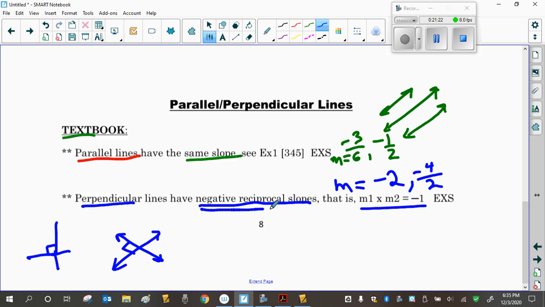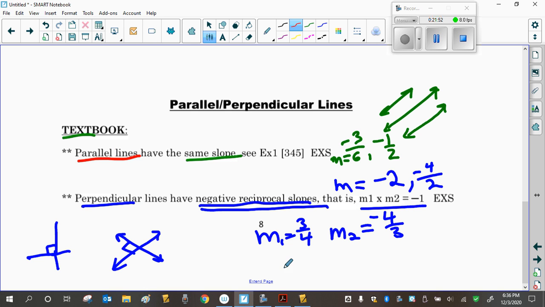So negative reciprocal slopes. So an example of perpendicular slopes is one is equal to 3/4, and the other one is the reciprocal of that, which is you flip it, 4/3. But one of them has to be negative and one of them has to be positive. Okay, only one is negative and one is positive. If they're both negative, they're not perpendicular. If they're both positive, they're not perpendicular.